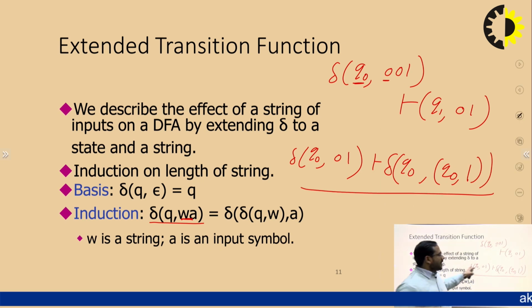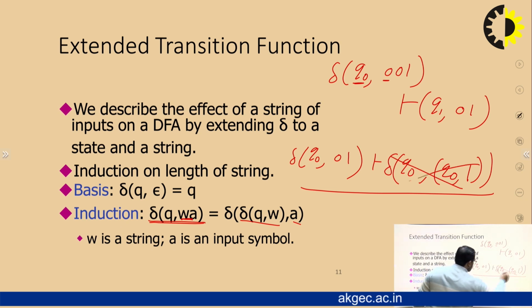So this is the way you can solve it line by line. Like you can see here, delta q w a. So delta q w comma a. Sorry, this one is wrong. So this one is right. Okay, got my point?